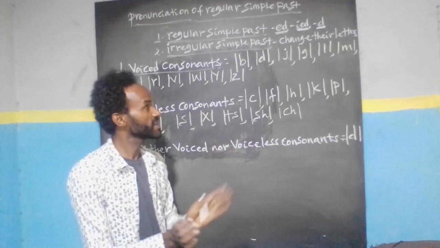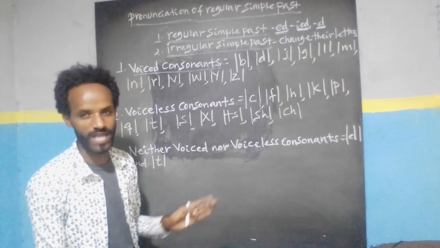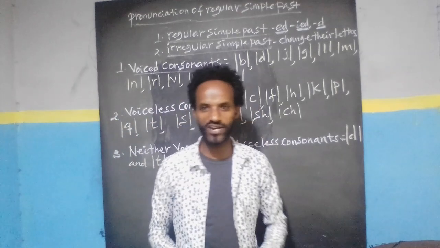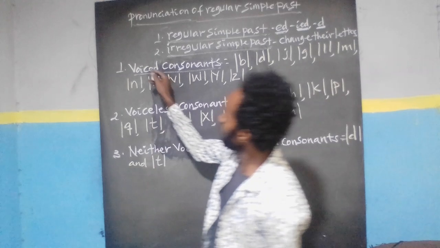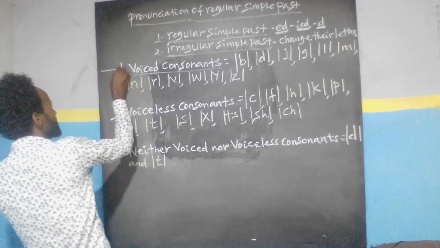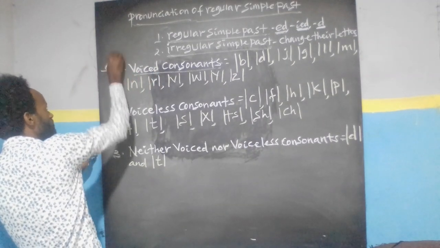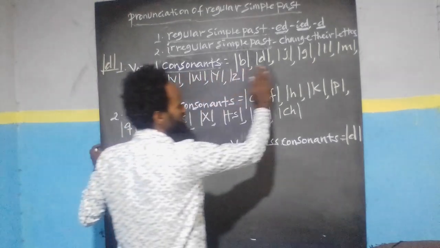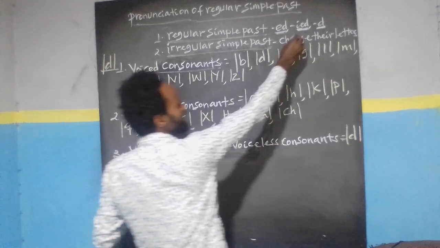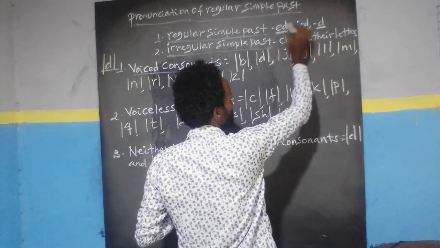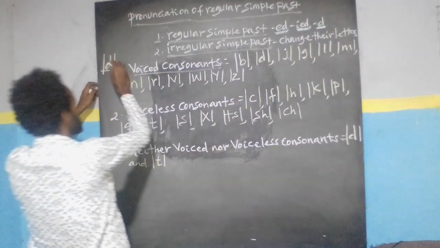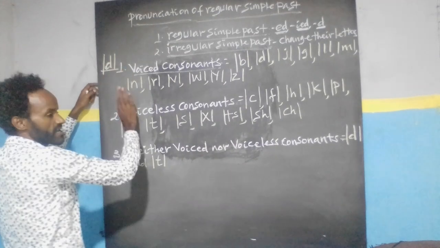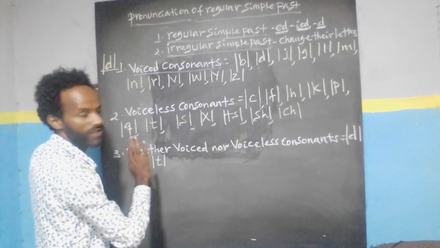So based on these three groups, voiced consonants, voiceless consonants, and neither voiced nor voiceless consonants, we can pronounce the regular simple past in three different ways. The voiced consonants are pronounced with a D sound, okay class, don't forget. If the given verb ends with these letters, before adding ed, ied, or d, you pronounce it as the normal d.